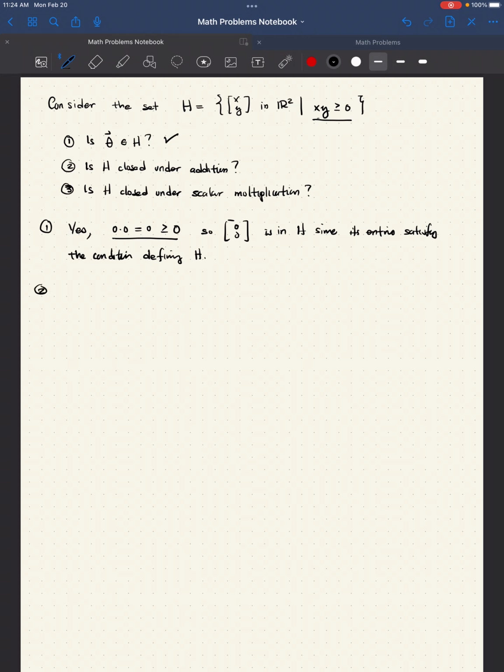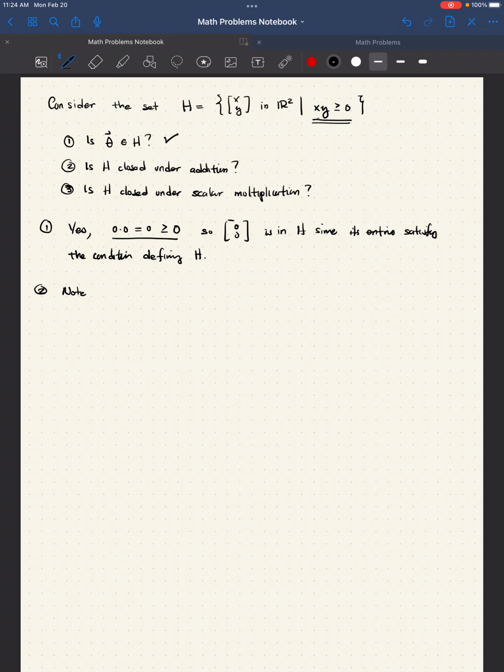Second, is H closed under addition? Well, that's a different story, because whenever you take two numbers and multiply them and they have the same sign, they would produce a number that is greater or equal than 0, keeping the instance about 0 as a separate case. But we don't really have to worry too much about it. So let me start like this.